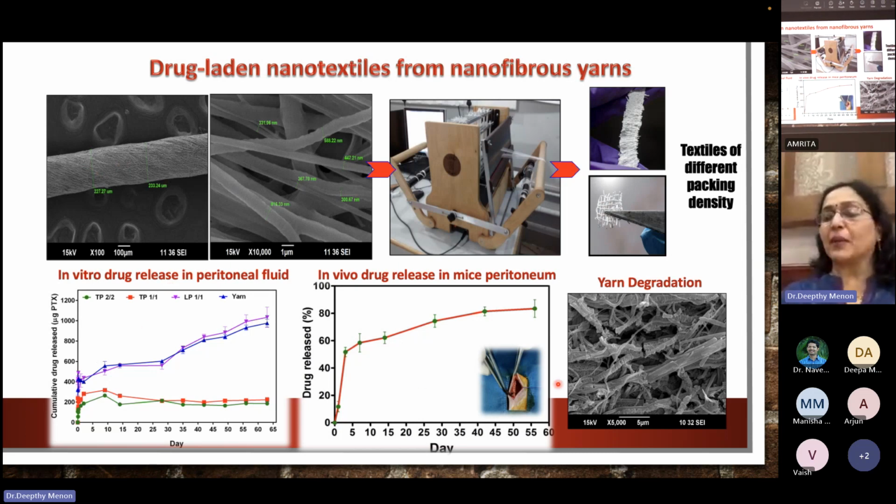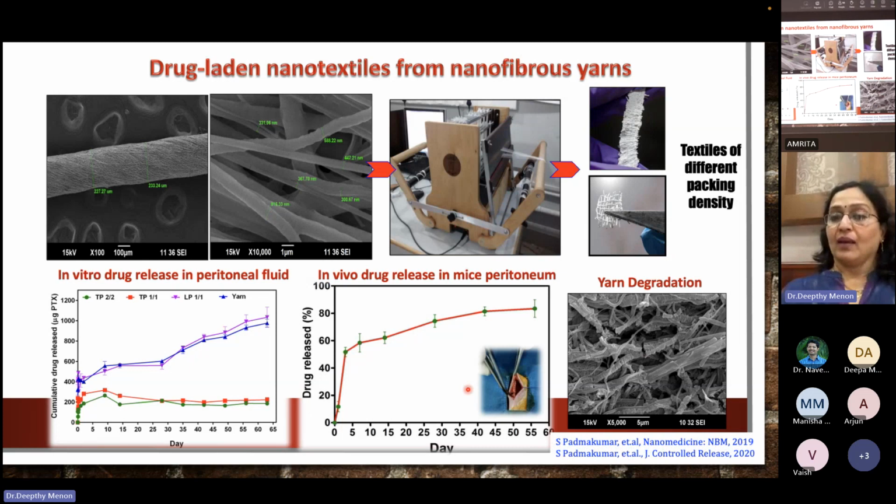Now we put it inside the peritoneum of the mice. So what you're seeing here is a mice peritoneum into which you have put the nanotextile. So from here on, I'll call this a nanotextile. Now you see this, the drug was eluting up to 2 months in vivo in the peritoneum. Why did all this happen? Because we always use degradable polymers. So the degradation of the polymer caused the drug elution.